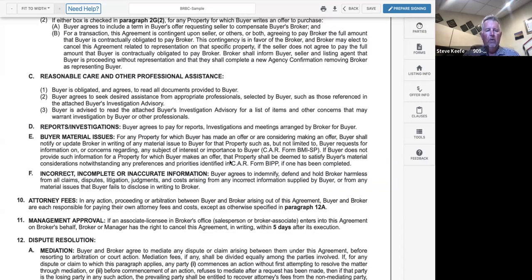Incorrect, incomplete, or inaccurate information, again, is a paragraph basically saying that the buyer is indemnifying the agent if they give bad information, or inaccurate or incomplete information, and some kind of a claim or dispute arises as a result of that.